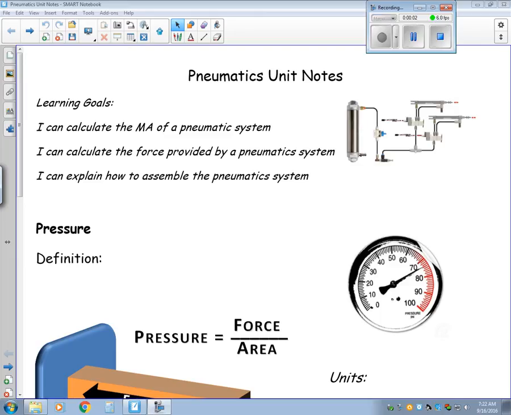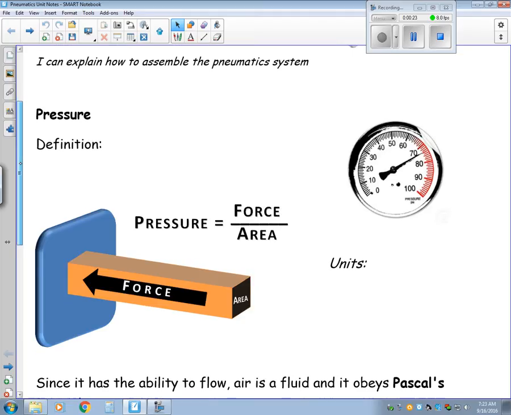Alright, welcome to the pneumatics unit. This is video 1. So for this unit, I want you to be able to calculate the mechanical advantage of a pneumatic system. I want you to be able to calculate the force that a pneumatic system can provide. And finally, I want you to be able to explain how to assemble the pneumatic system, because there's several parts to this. Alright, first thing we need to do is we need to talk about pressure.